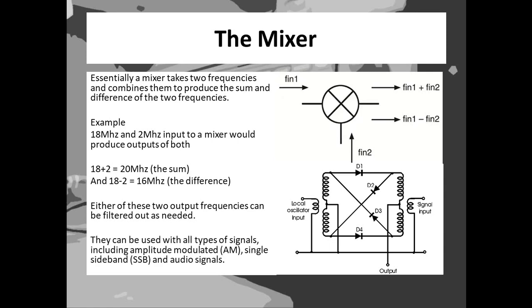Now, the good thing is a mixer can be used with all types of signals. So AM, sideband, and even audio signals. So if you wanted to make a very, very simple dual sideband transmitter, you could have audio on one input and an oscillator on the other, and the mixer would mix the two signals together and produce two sidebands. You could then filter out one of the sidebands and hey, you just made a single sideband radio.